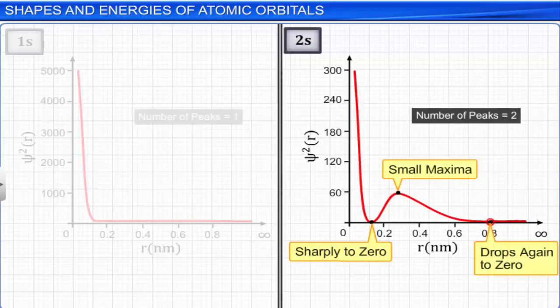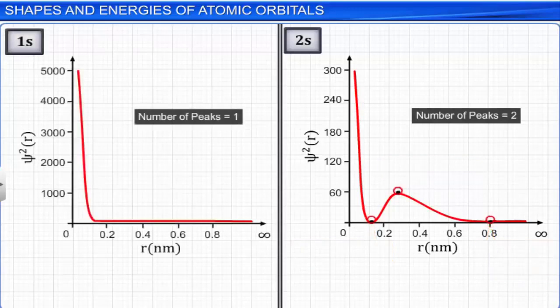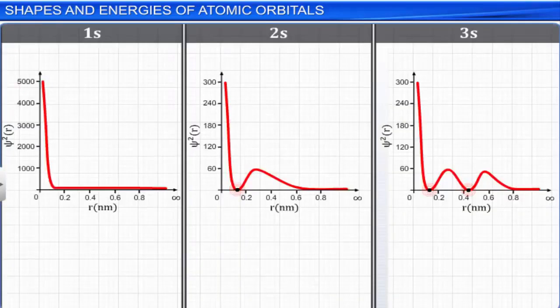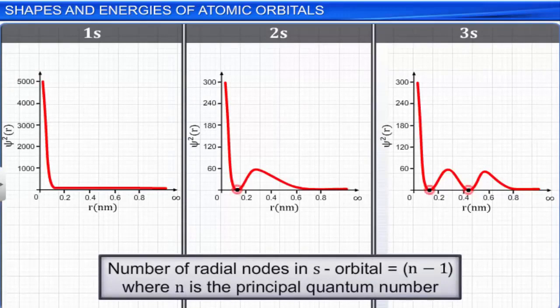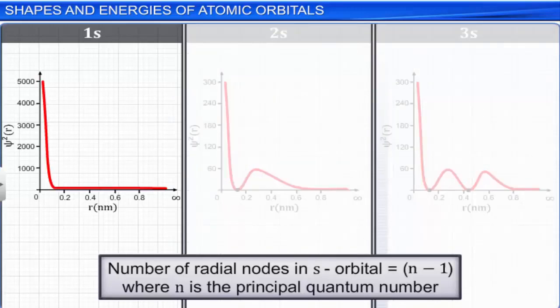The region where the probability density function reduces to 0 is called radial nodes or nodal surfaces or nodes. For s orbitals, the number of radial nodes increases with the value of the principal quantum number n, and is found to be equal to n-1. Therefore, the 1s orbital does not show any nodes, whereas 2s and 3s orbitals show 1 and 2 nodes respectively.